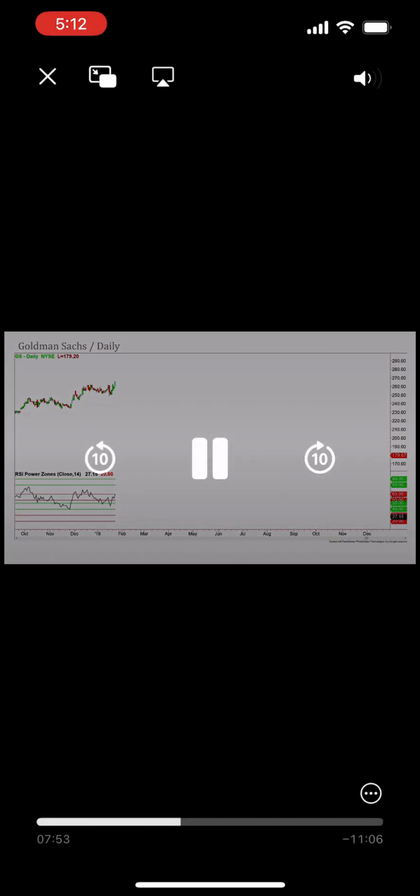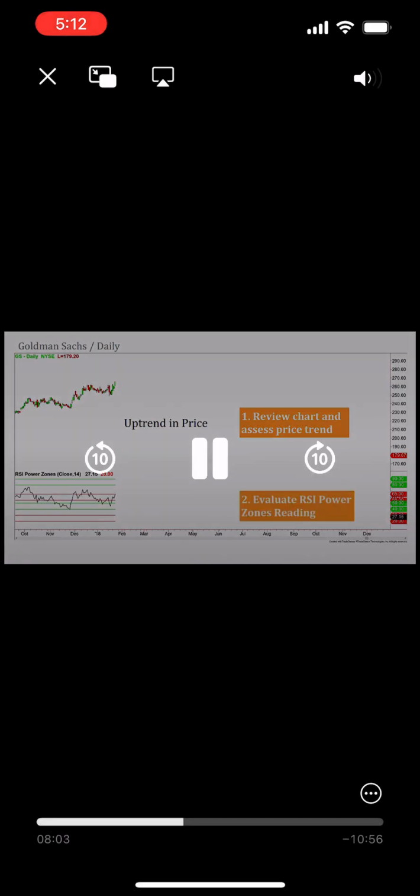Here we have the chart of Goldman Sachs. Step 1, review the chart and assess the price trend. We have a series of higher highs and higher lows in place, resulting in an uptrend. Step 2, evaluate the RSI power zones reading.